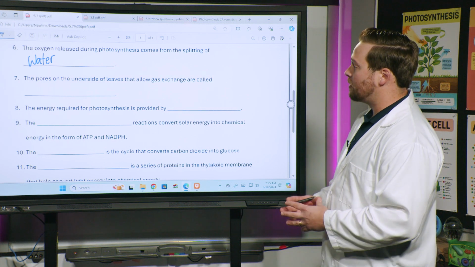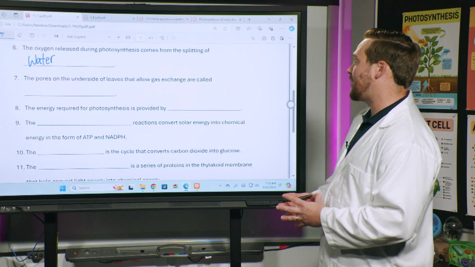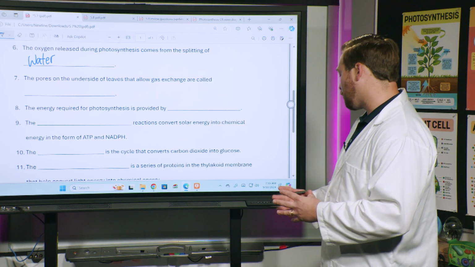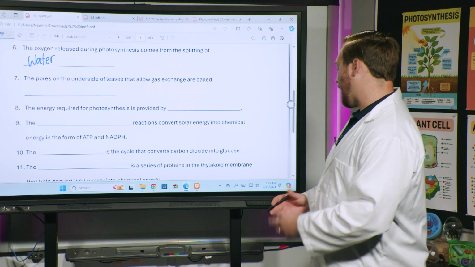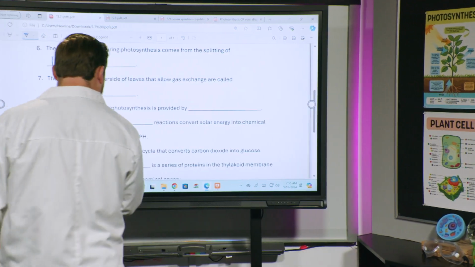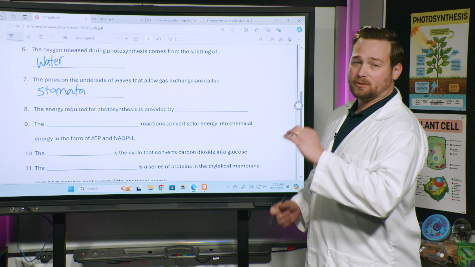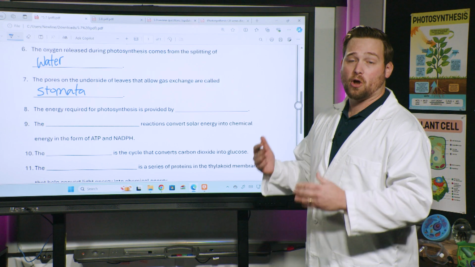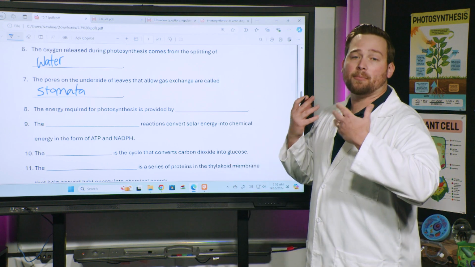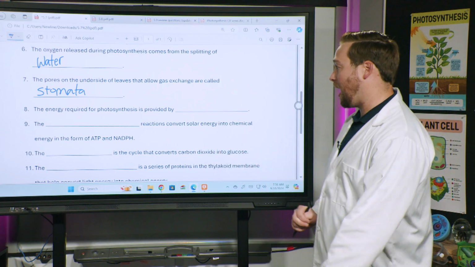The pores on the underside of leaves that allow gas exchange are called what? Well, I mentioned it a couple times in the lecture. These are called stomata. The same way you exchange gases with the atmosphere with your mouth and your nose through breathing, plants exchange carbon dioxide and oxygen through these little openings on the leaves called stomata. And they can bring in carbon dioxide and get rid of their oxygen.